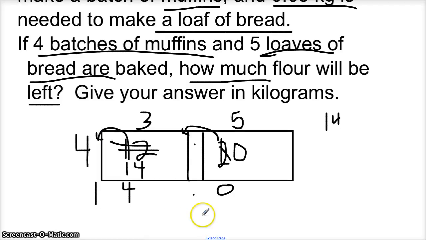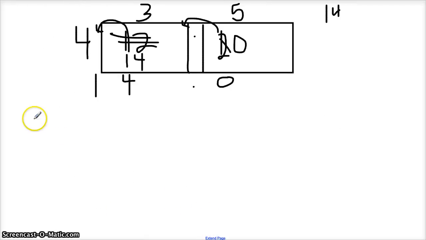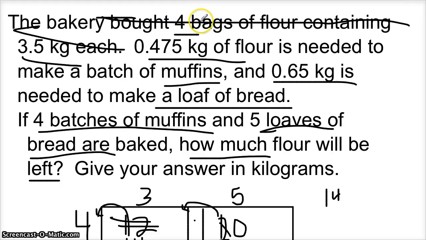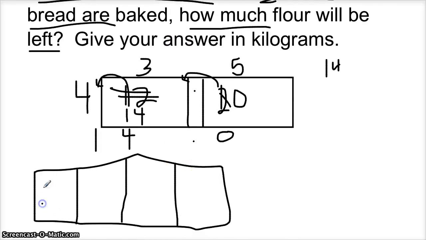So let's do muffins first. 4 batches of muffins. So I'm going to draw my rectangle. And I am making 4 batches. Pretend that's nice and straight. Here are my 4 batches of muffins. Okay, I need to refer back to my problem because I don't remember. 475 thousandths to make muffins. So that means that each one of these is 475 thousandths of a kilogram.